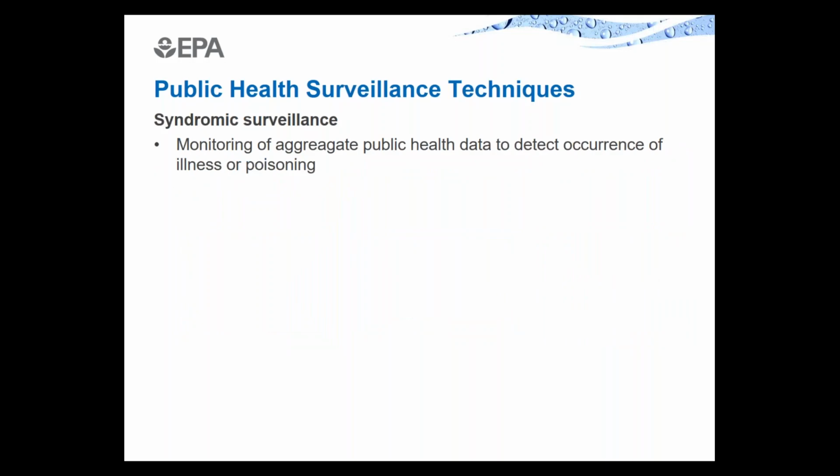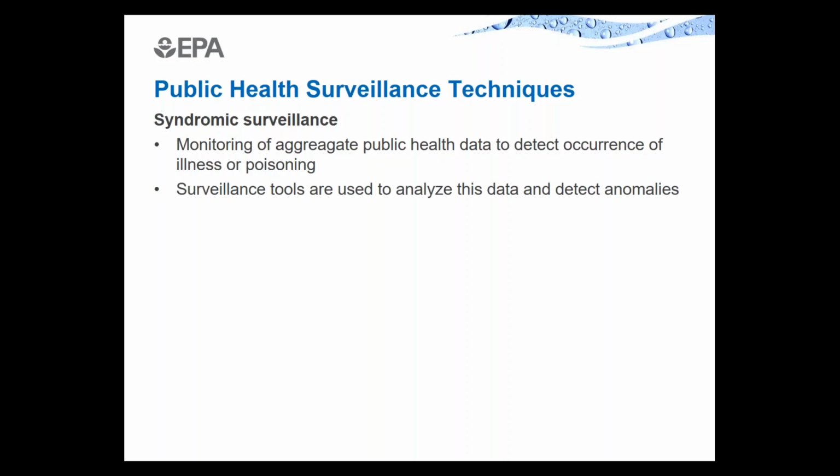On the other hand, syndromic surveillance involves monitoring of aggregated public health signals, again, in an attempt to detect early signs of illness or poisoning. In this case, syndromic surveillance tools are used to analyze the data and detect anomalies, or spikes, in the monitored data stream that might indicate that a disease outbreak is starting.